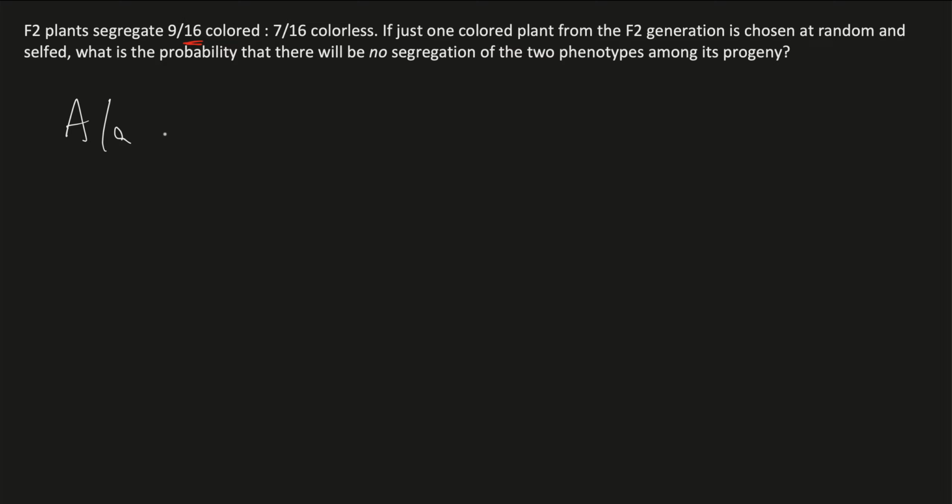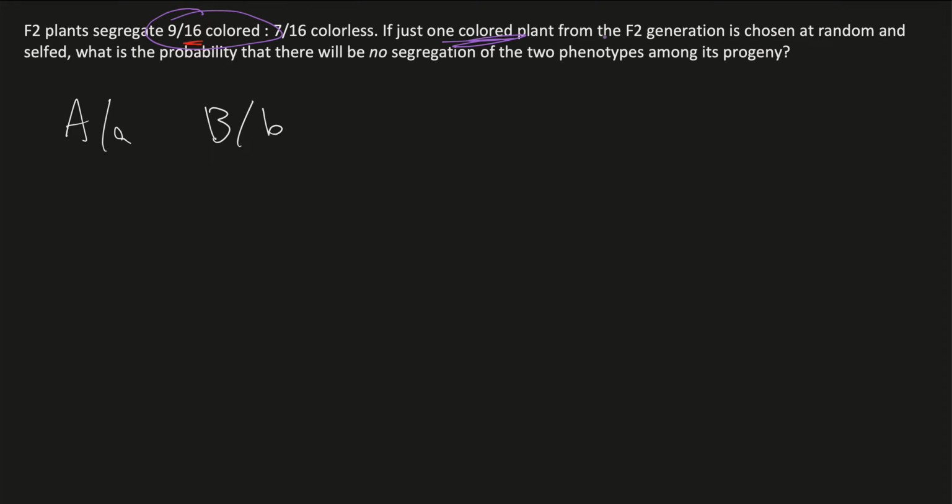for the alleles for the first gene, and the alleles for the second gene will be big B, little b, right? And we'll make it as a dominant recessive relationship. Now, if just one colored plant, now notice how it says colored. If we're talking colored, then we're only speaking about the 9/16 ratio, right? We're ignoring the 7/16. So this is the group that we're looking at.